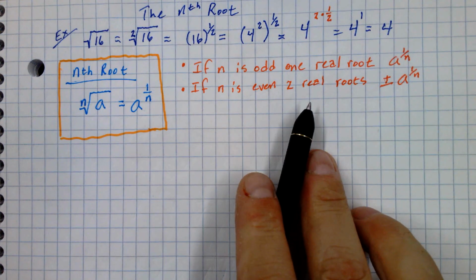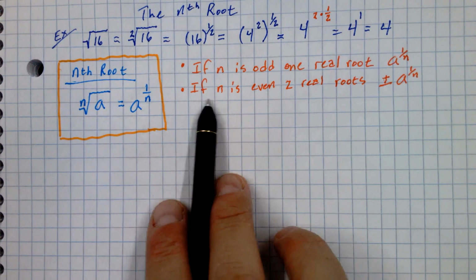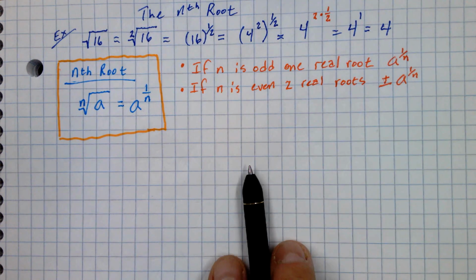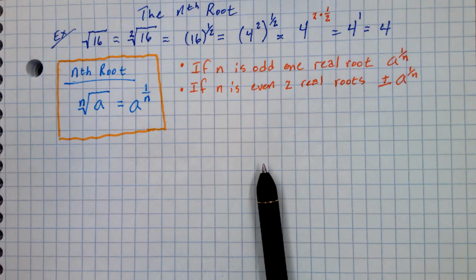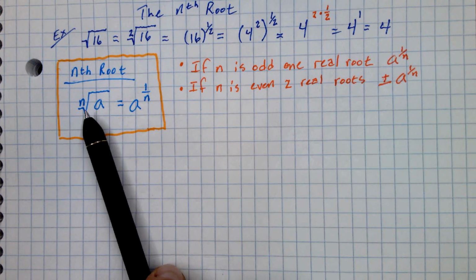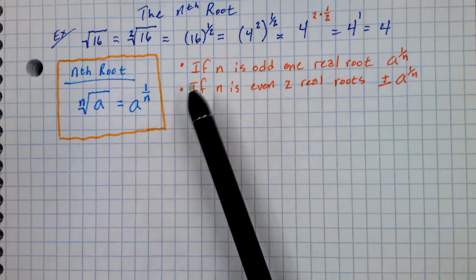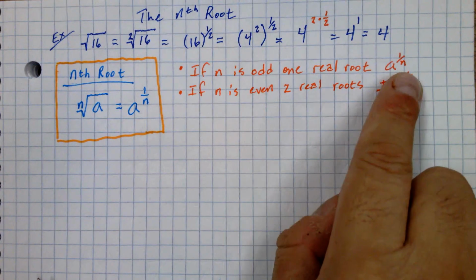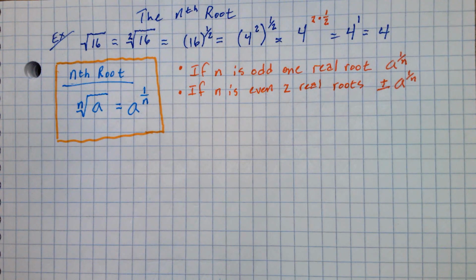So all this is saying is if you have answers when it's even, you have two answers, the positive and the negative. Because remember, for square roots, 6 times 6 is 36, and negative 6 times negative 6 is 36. That's why you have both of them. And that works for all even ones. So if this is 4, 8, 20, 100, the 100th root, you still have just two answers. If it's an odd one, you only have one answer. Okay? Just either the positive or the negative.